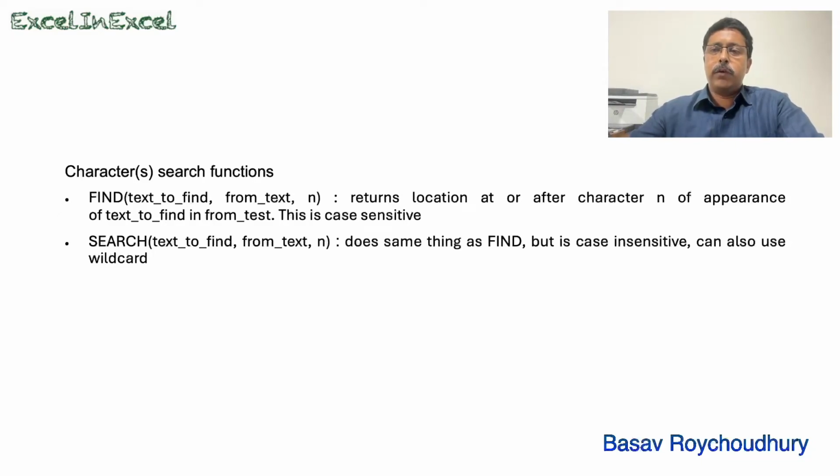That means if you are searching for B, it will find capital B as well as small b. And it can also use something called wildcards. Now what are wildcards? Say I have a long word like floccinaucinihilipilification, and I am searching for 4 characters starting with C. I know it starts with C, but the remaining 3 characters can be anything. In that case, I can use wildcard characters, which can stand for anything.